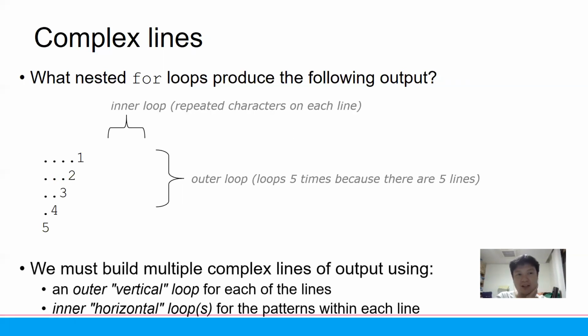You need to understand the two concepts, which are the inner loop and the outer loop. So the inner loop means it repeats characters on its line. So it's like the row. How about the outer loop? The outer loop loops 5 times because there are 5 lines. Okay. So the inner loop and the outer loop must be clear. We must build multiple complex lines using the outer, vertical loop for each line and the inner, horizontal loop for the pattern within its line.